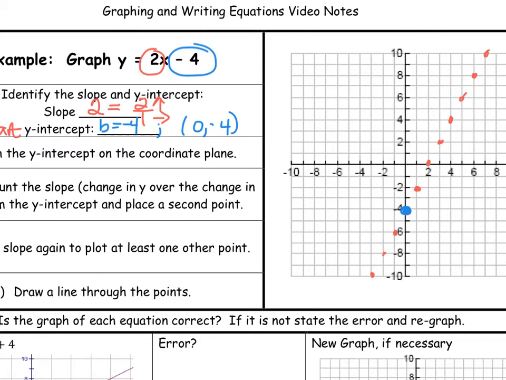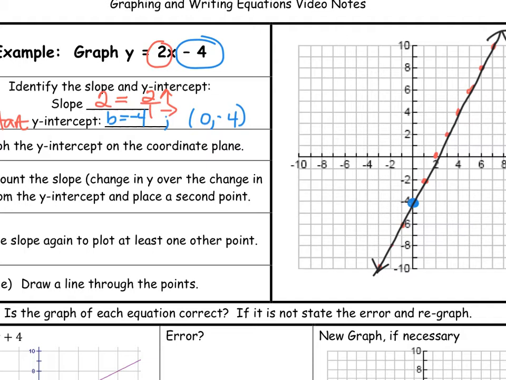And then we just need to connect our dots. And since this is a line, we have to have arrows on the end. So we use the slope again to make at least one other point. I suggest you fill up the graph and then draw a line. The line has arrows to connect the points. It's as simple as that.